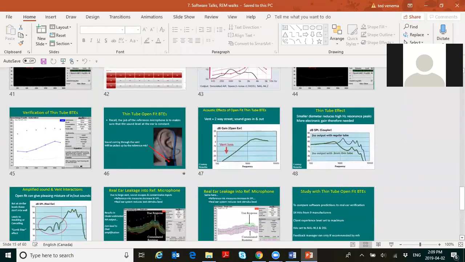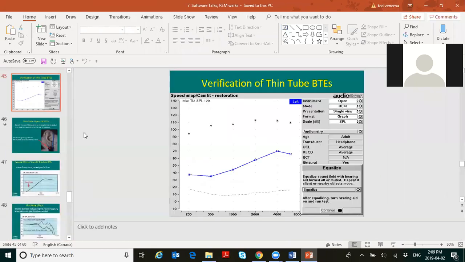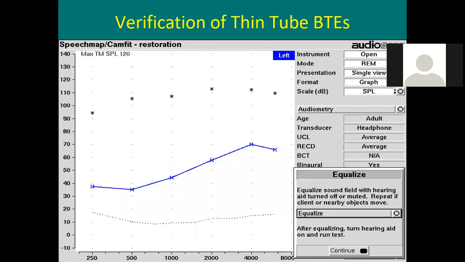All the way down. I'm jumping down to number 45. I'm just skipping because next week we're going to look at the slides in between. But not right now. Next week we will. So here we go. We're looking at verification with thin tube BTEs.